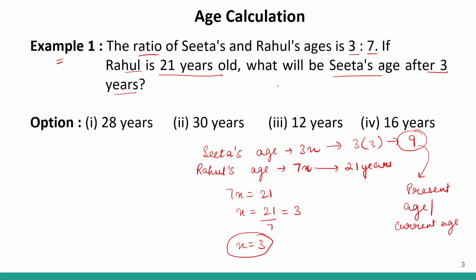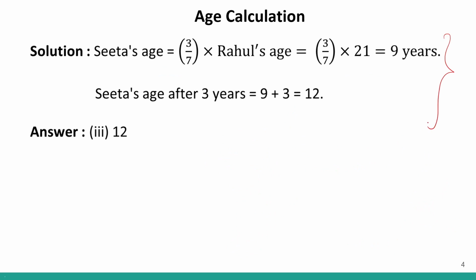Now over here, what will be Sita's age after 3 years? So this is the present age, so after 3 years will be this. This is equal to 12. So the answer will be very clearly option number 3, 12. Clear? Now, here is the solution.